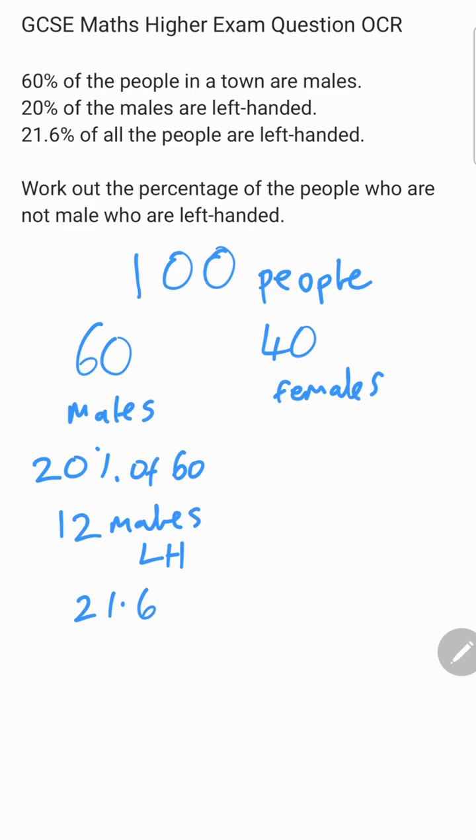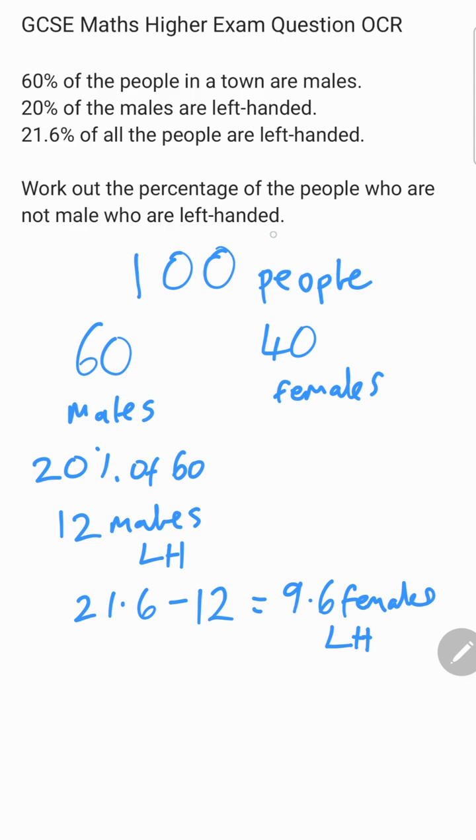Obviously, because I've used 100, that's why I'm getting a decimal here, but in reality, it couldn't actually be 0.6 of a person. So 21.6 take away 12, that means 9.6 females who are left-handed. A lot of people might make the mistake here to say 9.6 are not male and left-handed, and say 9.6 out of 100, so that's 9.6%.